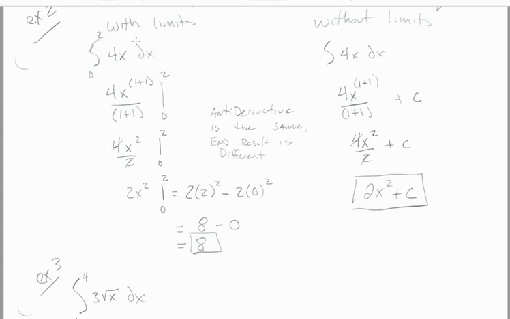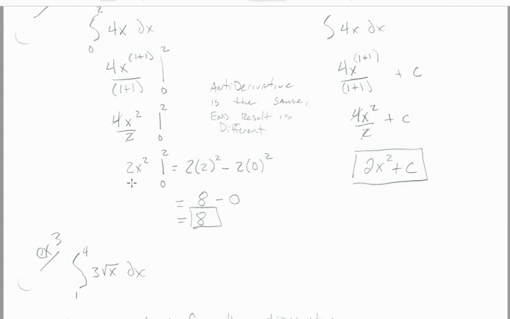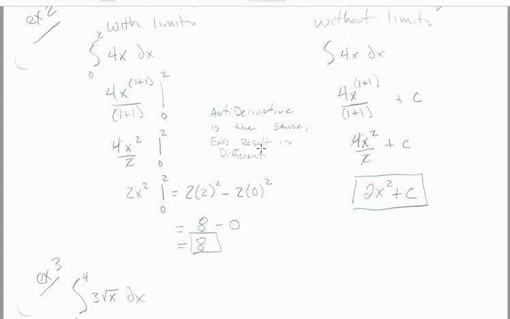On the left hand side we do have limits. We're going from 0 to 2. So we take the antiderivative, which ends up being what? 2x squared. You should be able to work through that. I showed the steps. And we evaluate 2x squared from 0 to 2. So notice we substitute in the 2 for x and the 0 for x, and we find the difference. So 2 squared is 4 times 2 is 8, and then on this side 0 squared times 2 is 0. So 8 minus 0 is 8. So that's really the difference.